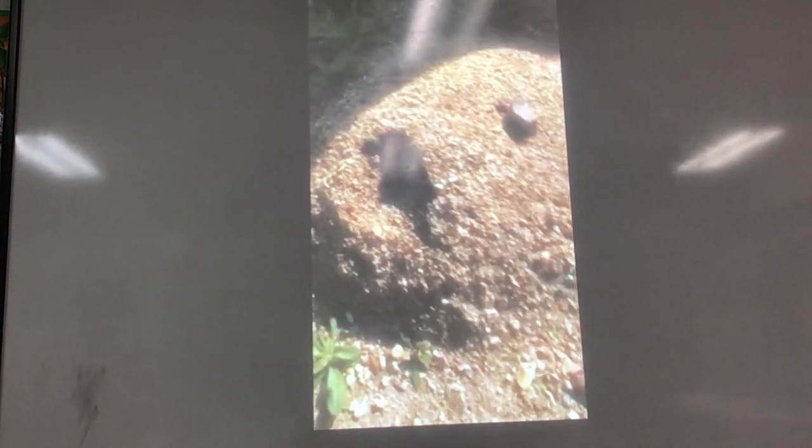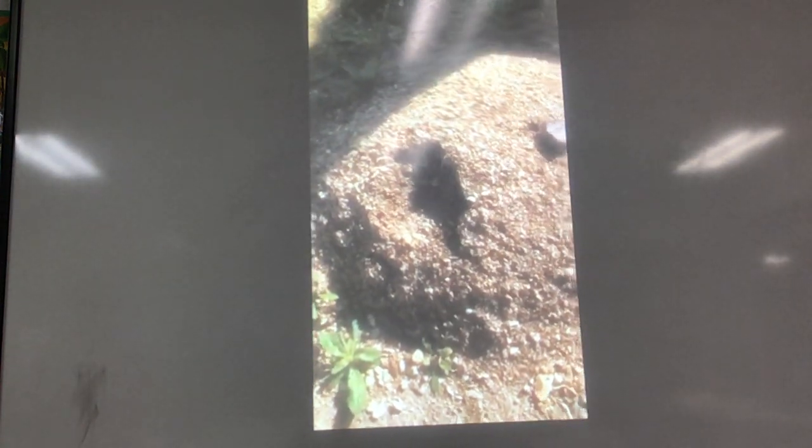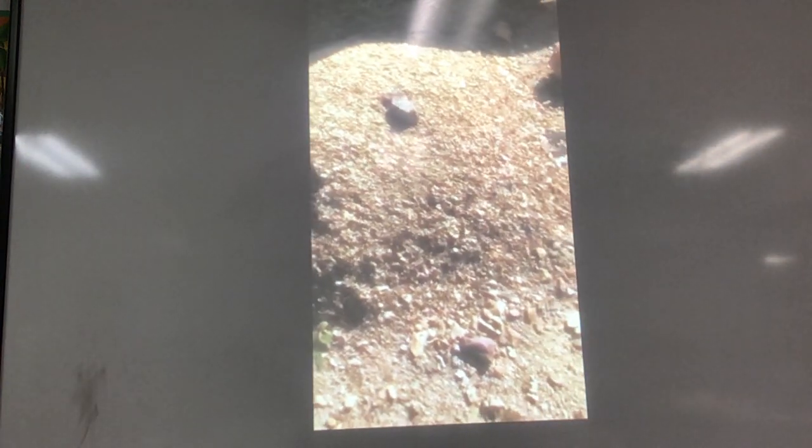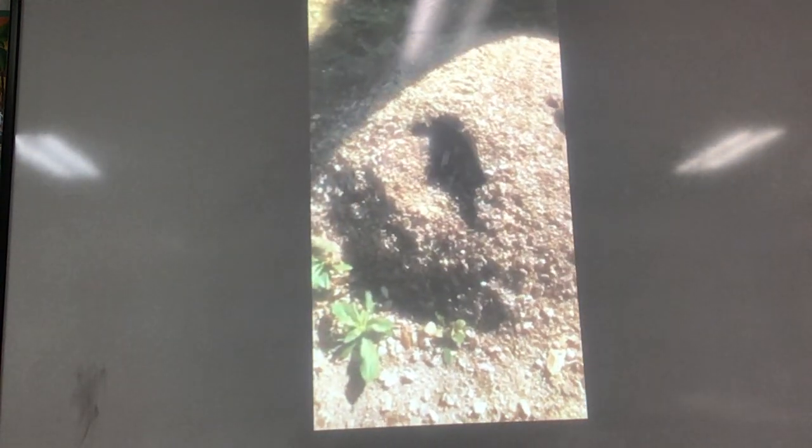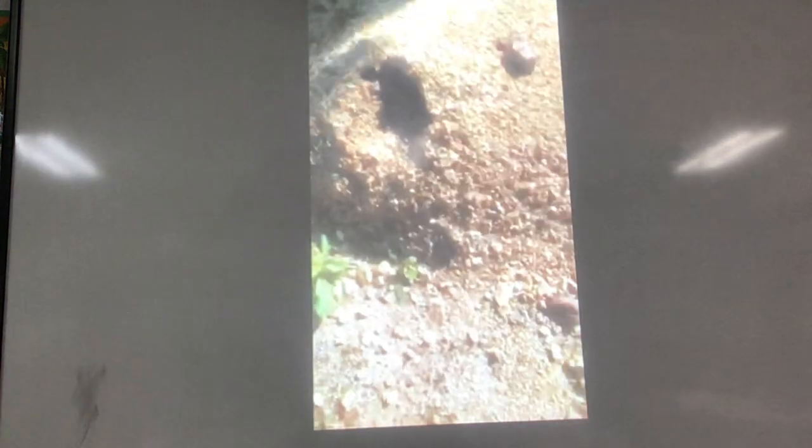Look, they're moving. Let me out, let me out. Can they make a baseball? Isn't that cool, you guys? I just wanted to show this to you since we're talking about insects.